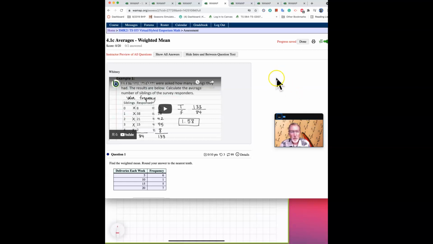Hello, everybody. We're going to take a look at Unit 4.1c at WAMAP. Still working with averages, and today we're looking at the weighted mean.